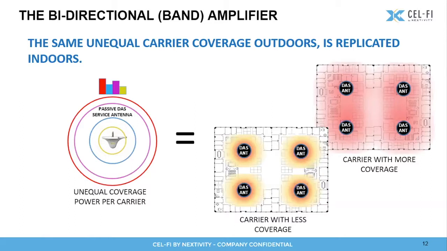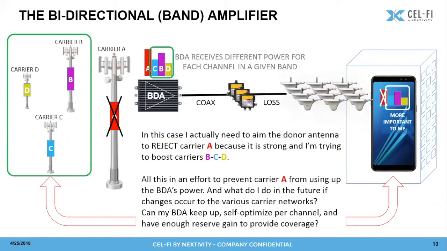If you take a look at this chart, you can kind of see coverage bubbles, if you will, from a service antenna. And this is what really happens in the real world. You end up with less coverage for certain operators and more coverage for other operators. So what can we do about this? Is there anything that we can do in particular to try to resolve this problem?